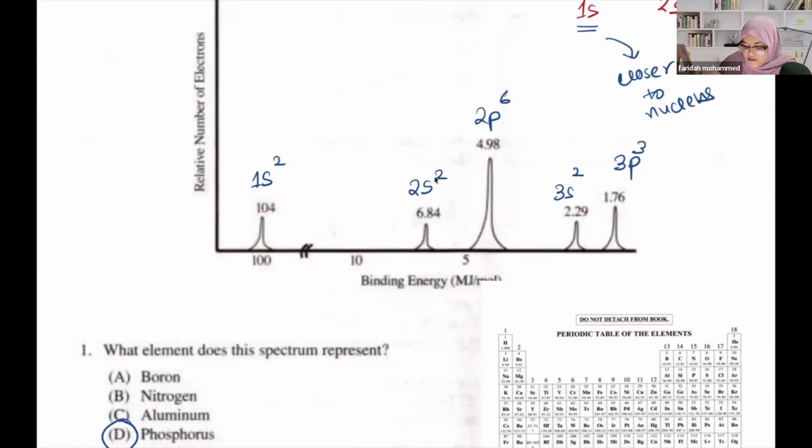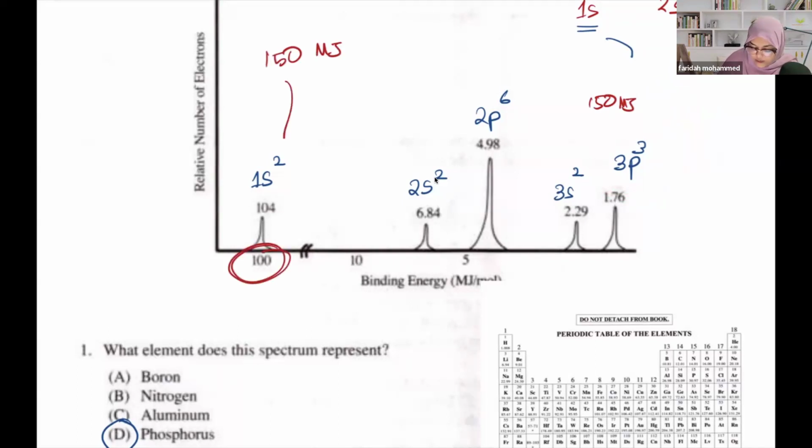And the orbital that needs the least energy to get out of the atom is actually the 3p, right? So think about this. Let's say you give 150 megajoules to both of these. When you give 150, 100 is going to be required just to get the electron out of the 1s, so minus 100. You're still going to have 50. But for this one, it only requires 1.76, so you're still going to have about 148 point something, maybe 148.24.